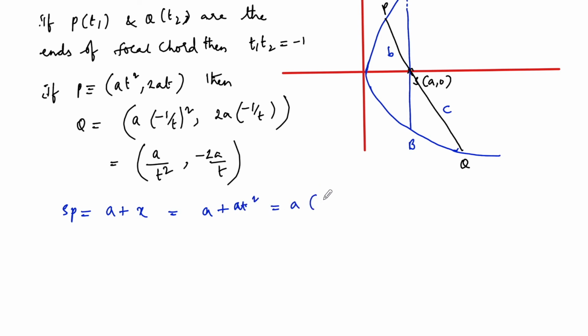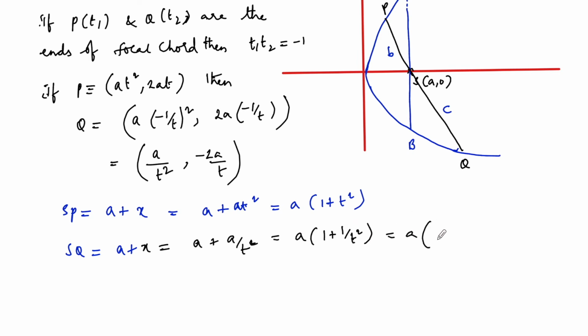We can take A common, 1 plus T square, and SQ is equal to A plus the x coordinate of Q, that is A plus A by T square. So we can take A common, 1 plus 1 by T square. After simplifying, you can write A times of 1 plus T square divided by T square, that is A times of 1 plus T square upon T square.